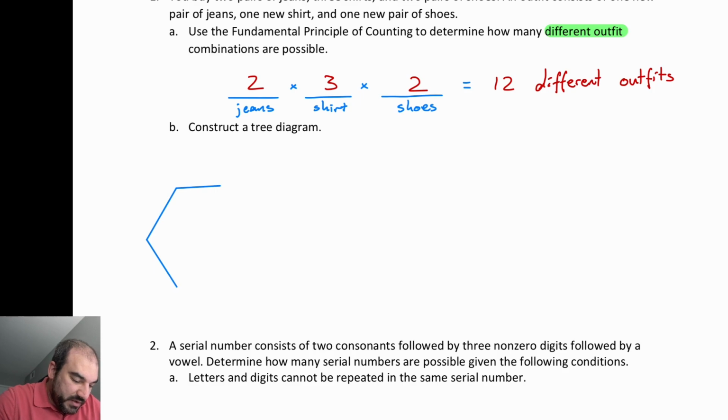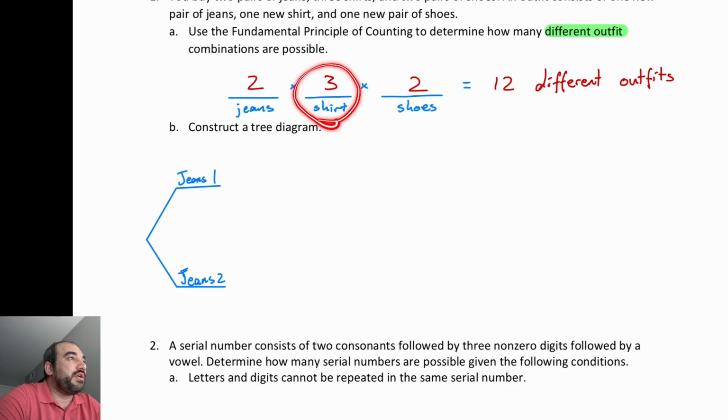Right? And each of these branches is going to be a different pair of jeans. So we'll call this jeans 1 and jeans 2. Since we don't actually have the names of the jeans or the brands or anything, we'll just call it jeans 1 and jeans 2. From there, whether we chose jeans 1 or jeans 2 for the outfit, in either case, we're going to need to choose one of 3 shirts.